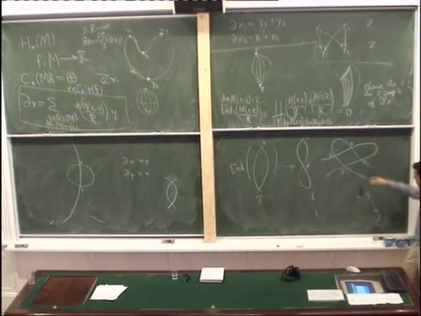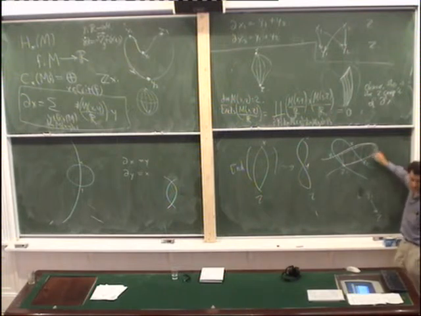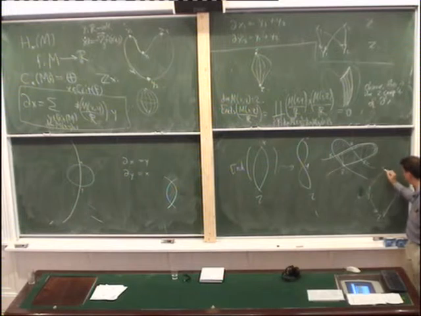And what's the differential of Y2? Why is the differential of Y1 Z? It's because there's this holomorphic disk. Now, what is the differential of Y2? It's also Z, because of this. And the differential of X is going to be Y1 plus Y2.